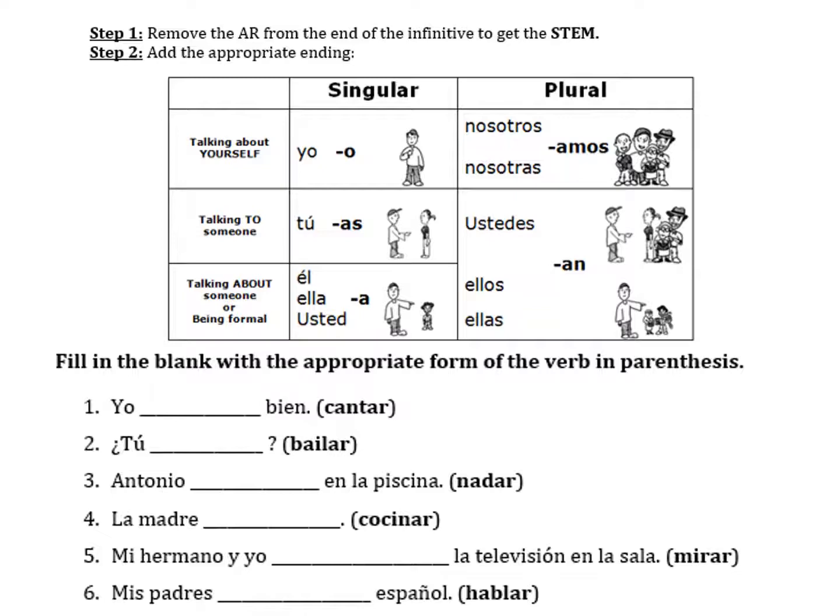So if we look at number 1, yo blank bien. If we take off the AR of cantar, we have cant. So you can start by writing cant on the line.